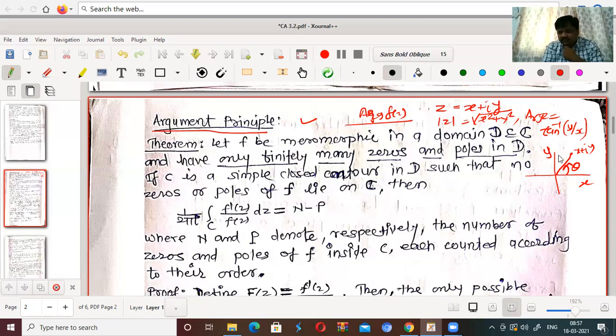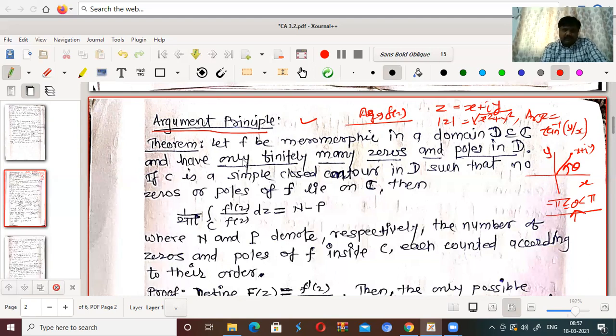So there is a principal argument also. If minus pi is less than or equal to theta less than plus pi, then this argument is called the principal argument. That is, it lies between minus 180 and plus 180. That is called the principal argument.